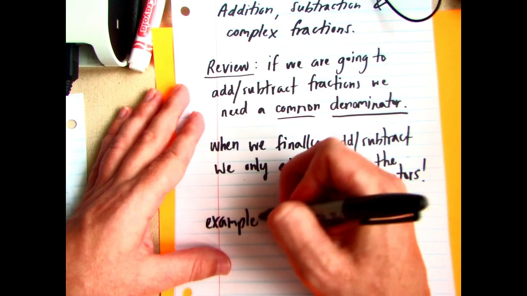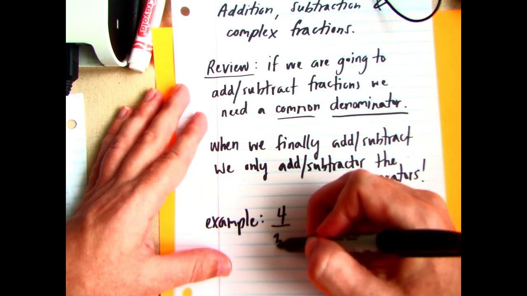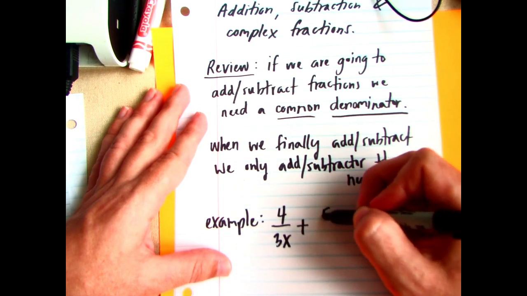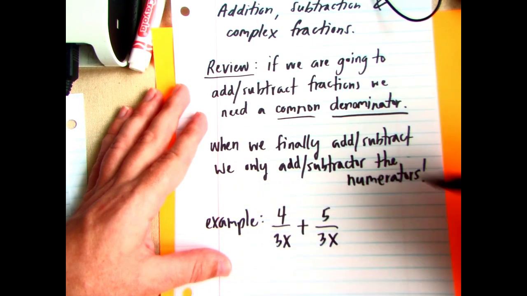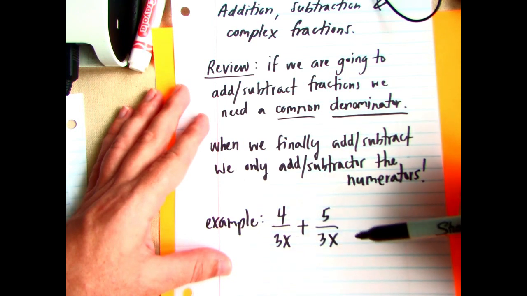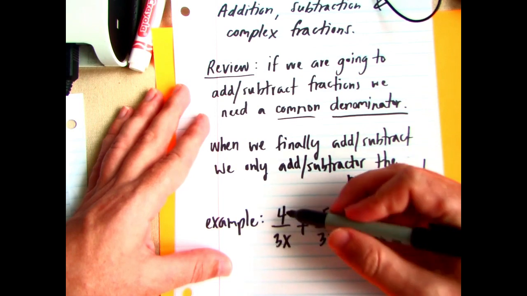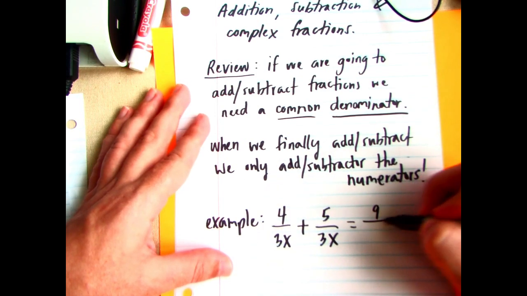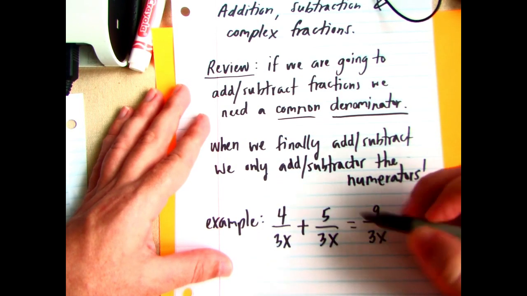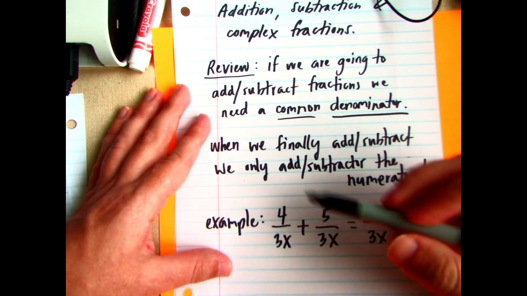So here is your first example. In this example, we're going to do 4 over 3x plus 5 over 3x. And you'll notice right away in this first example, the denominators are already common. They're already alike, so we don't have to do anything special. Just go ahead and add across the top.